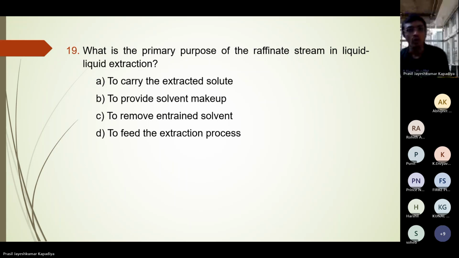Okay, what is the primary purpose of raffinate stream? Solvent makeup.